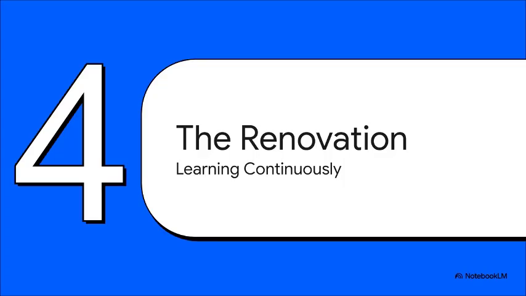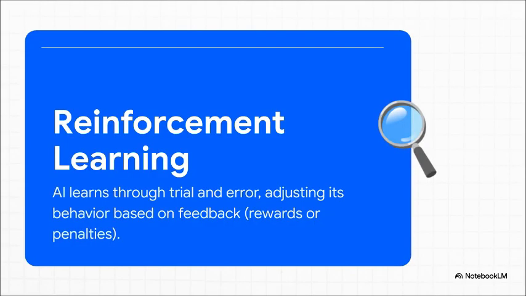But wait, what about getting better? A great building isn't just built and then left alone forever, right? It's maintained, it's upgraded, it's renovated over time. The exact same thing is true for AI. The final, crucial building block is its ability to learn continuously from experience, to constantly renovate its own understanding of the world. And one of the most powerful ways it does this is through something called reinforcement learning.